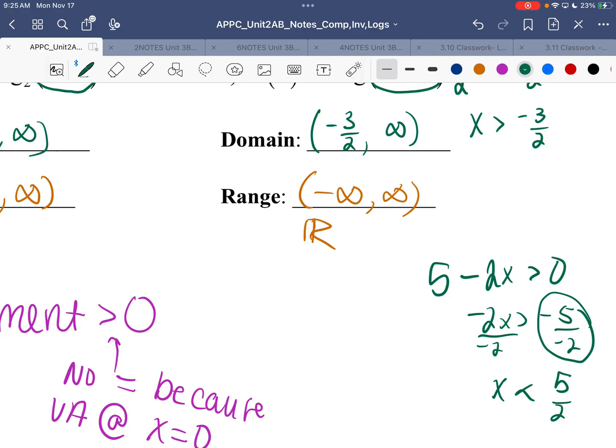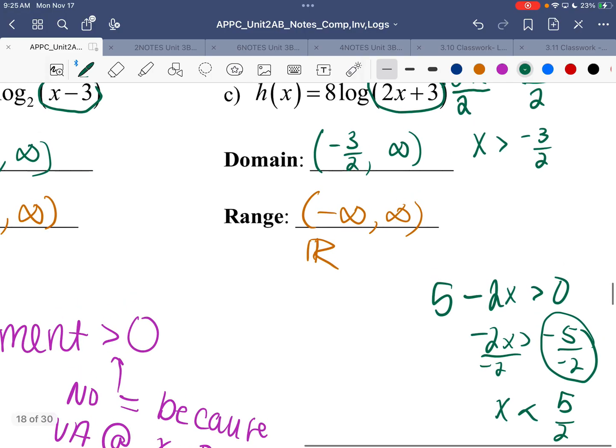Yep. For like next to -3, should it be a bracket or parentheses? Parentheses, because this is the vertical asymptote, so we can't equal the vertical asymptote.